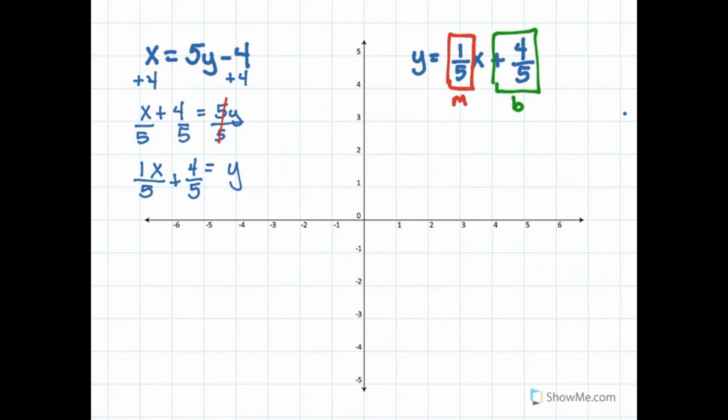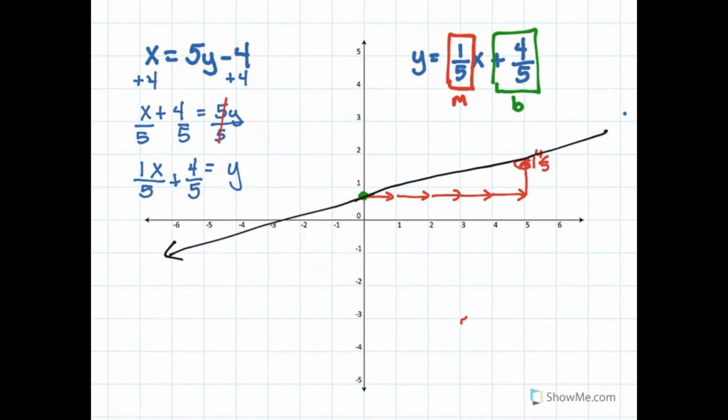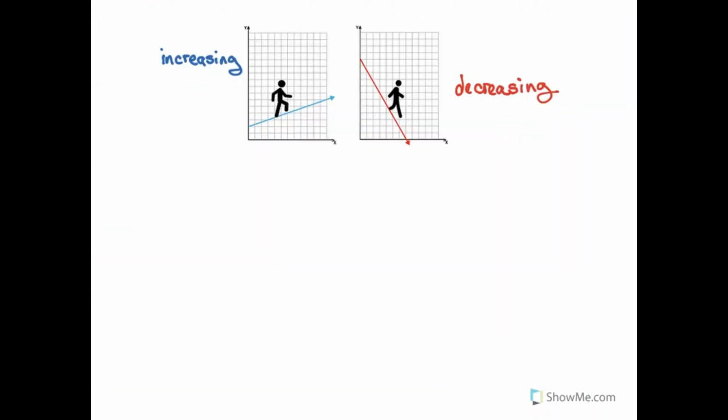I start by finding 4/5 on the y-axis. It's not quite all the way to 1, but almost. y goes up by 1 every 5 that x goes over. So if I mark that, x goes over 5 and y goes up 1, I'm at this point that's 1 above 4/5. It's 1 4/5. Now I connect those 2 points and extend the line in both directions, and there it is.